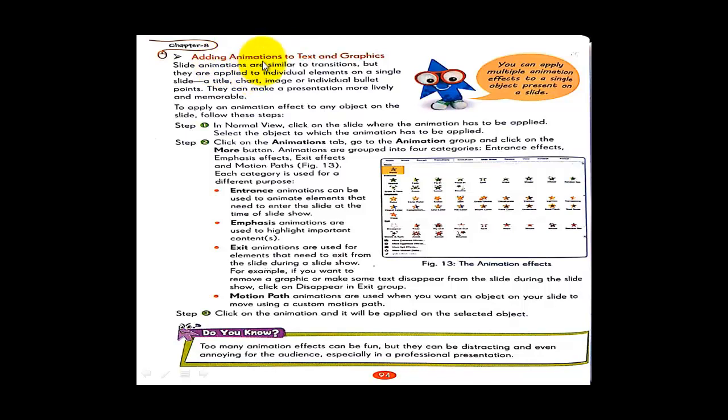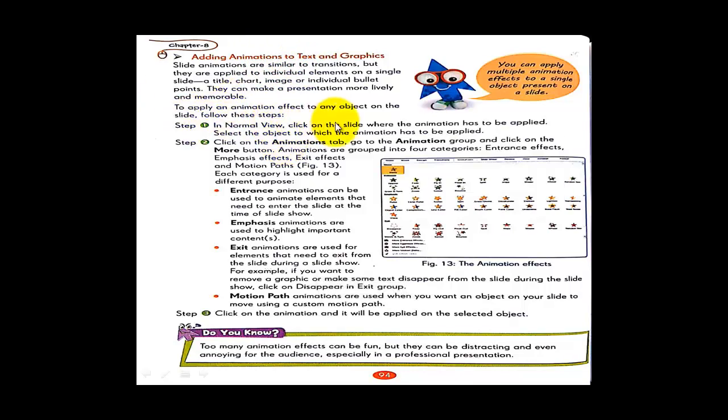But for animation, you can apply it at different elements. If you have in a slide 3 pictures and 7 text boxes, to all the 7 text boxes and all the 3 pictures you can apply these animations. A transition is applied to the slide only, but animation can be applied to any element of the slide.